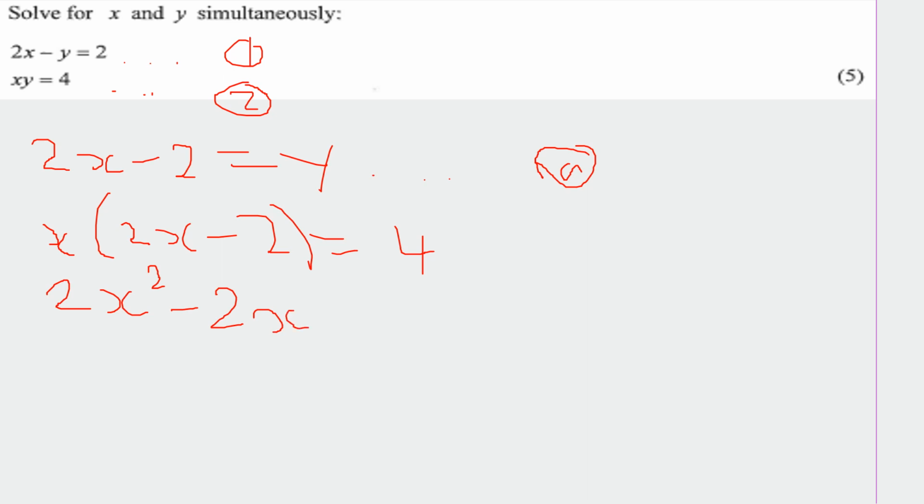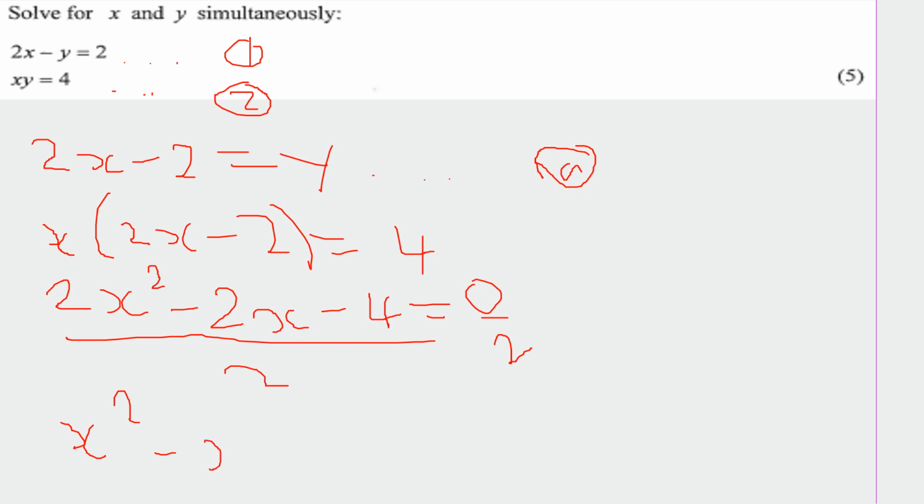But then when we take 4, we transpose it to this side, it's going to be what? It's going to be minus 4, which is equals to 0. We see now the coefficient of x squared is 2, and we don't want to have a coefficient of x squared when we do what? When we factorize. But then when you use quadratic, you can just substitute it the same way as it is. So we're going to just divide everything by 2. You divide everything by 2, even on your right-hand side. So we're going to be left with x squared minus x minus 2.